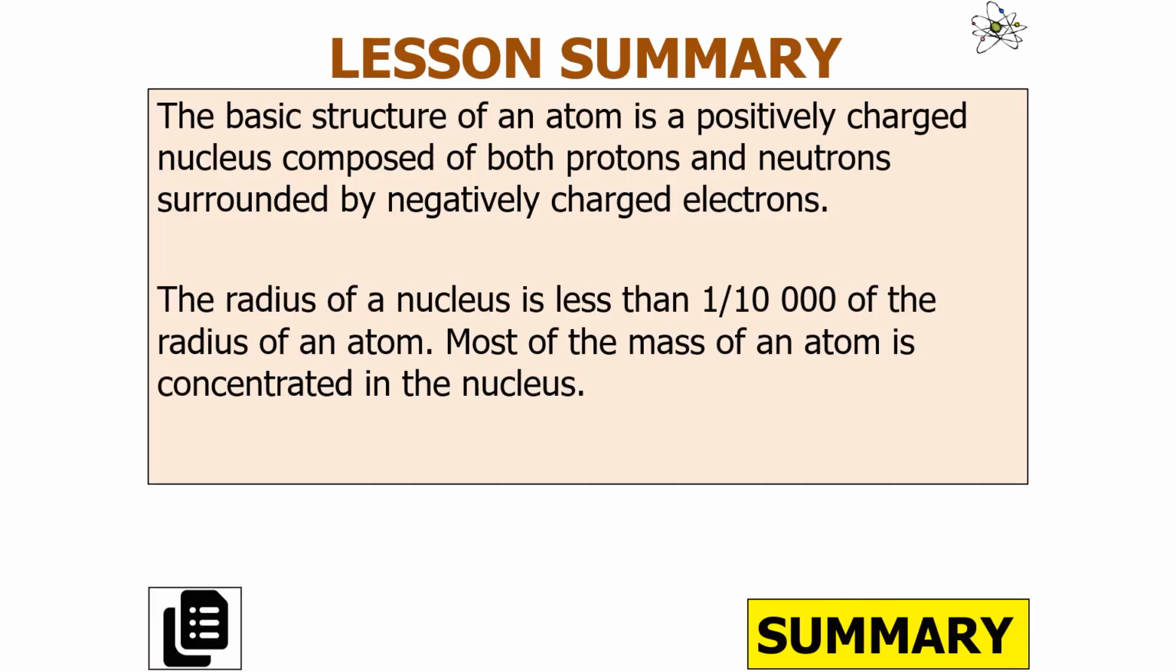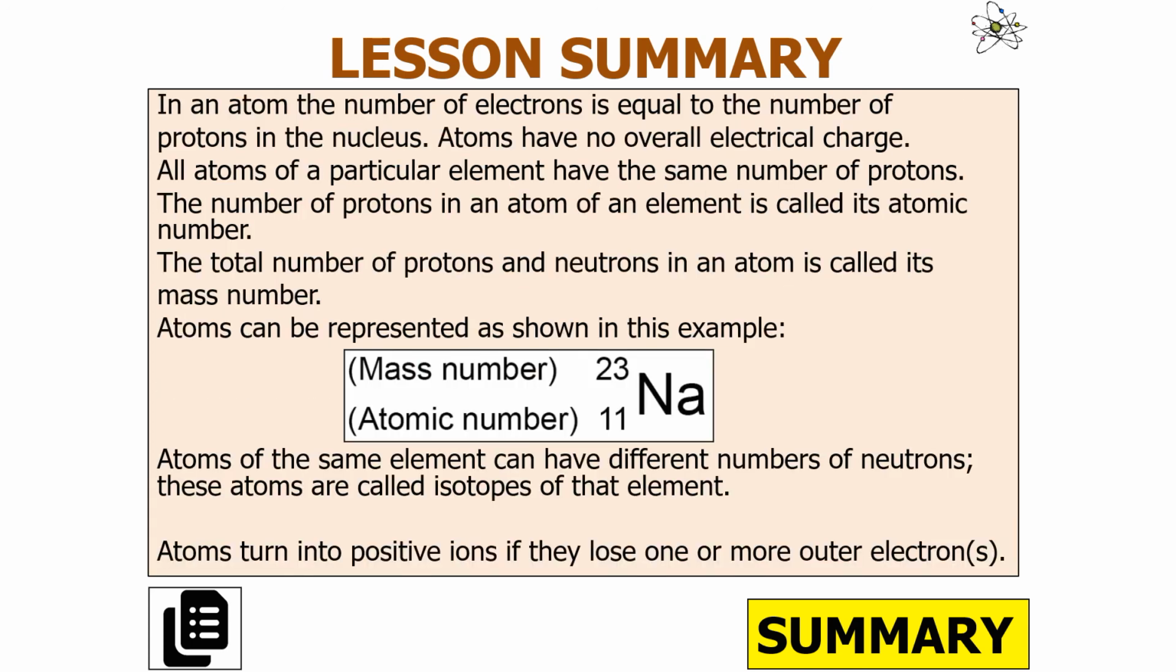So what have we learned in today's lesson? The basic structure of an atom is a positively charged nucleus composed of both protons and neutrons surrounded by negatively charged electrons. The radius of a nucleus is less than 1/10,000th the radius of the atom. Most of the mass of the atom is concentrated in the nucleus. In an atom, the number of electrons is equal to the number of protons in the nucleus. Atoms have no overall electrical charge.